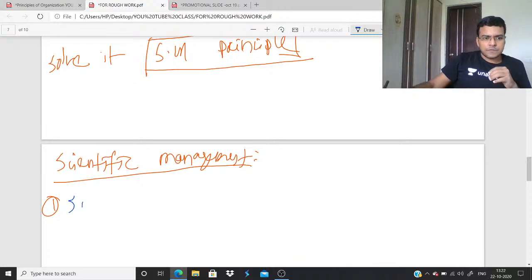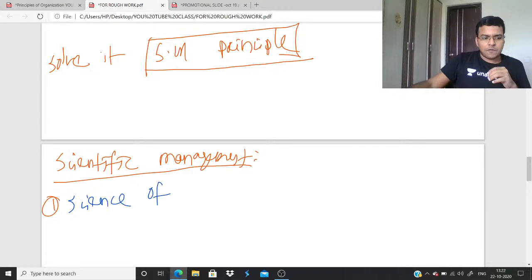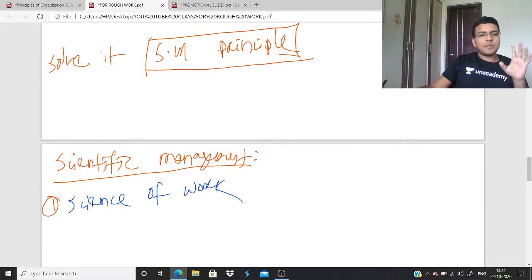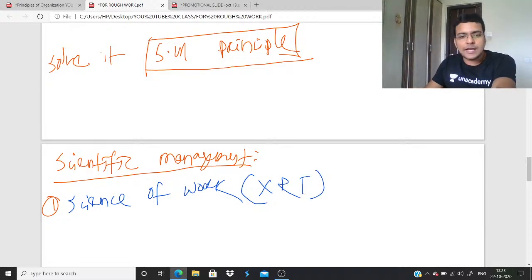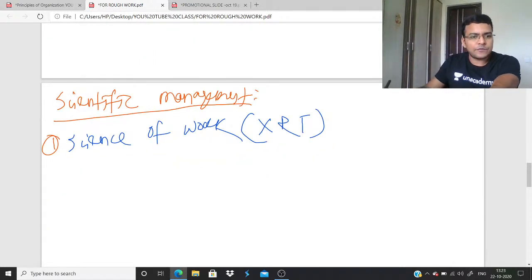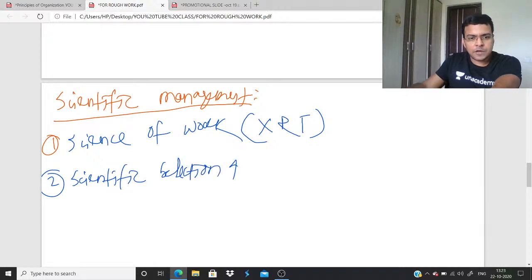First is science of work. Just try to understand scientific management. From the word science, science of work means it rejects rule of thumb and wants to use science in every work. Science of work. Next, scientific selection and training of worker.